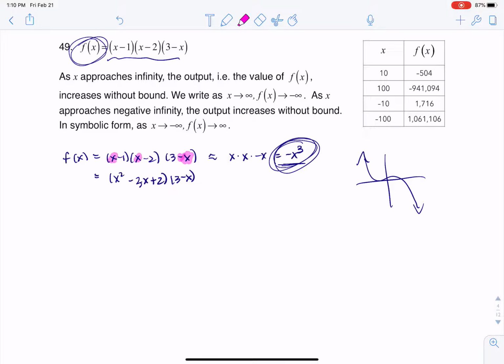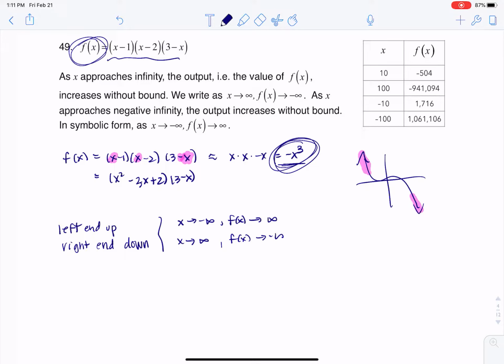So if we look at the end behavior of negative x cubed, you actually have left end up, right end down. And if I start to write that out, let me put left end up, and then we go right end down. If I want to switch over to limit notation or infinity notation, if I'm going left, that would say as x is going to negative infinity, then if I'm heading up, f of x is going to go to positive infinity. And if we do right end down, that's x going to the right, x going to positive infinity, and then if I'm heading down, that means my y values are going to negative infinity.